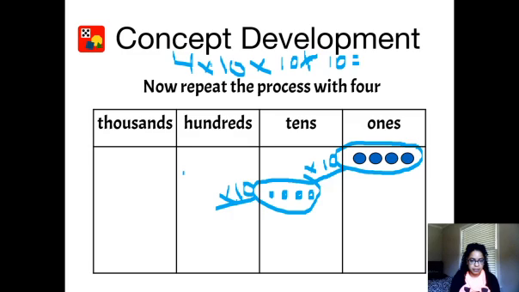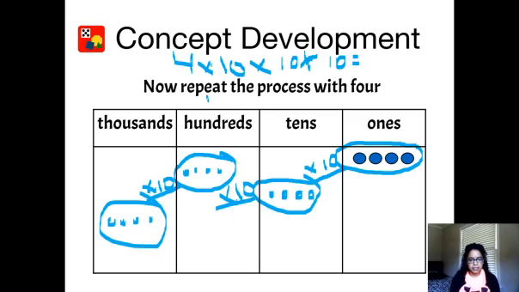Okay, so 1, 2, 3, 4. And move it again, times 10. 1, 2, 3, 4. So we have 4 thousandths. Another way we could express this is 4 times 1,000. And both of those give us 4 thousandths. Alright, moving on.